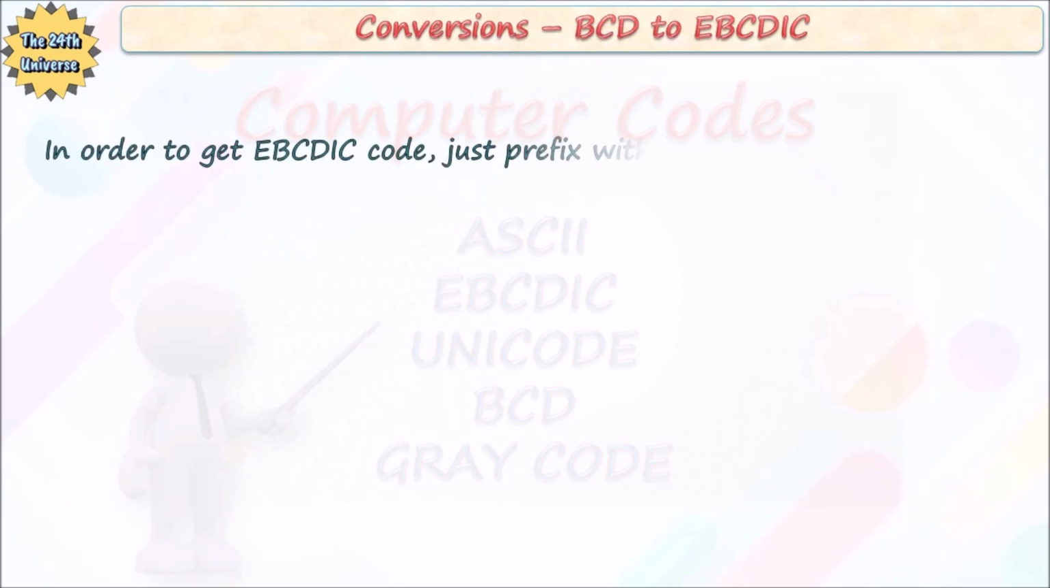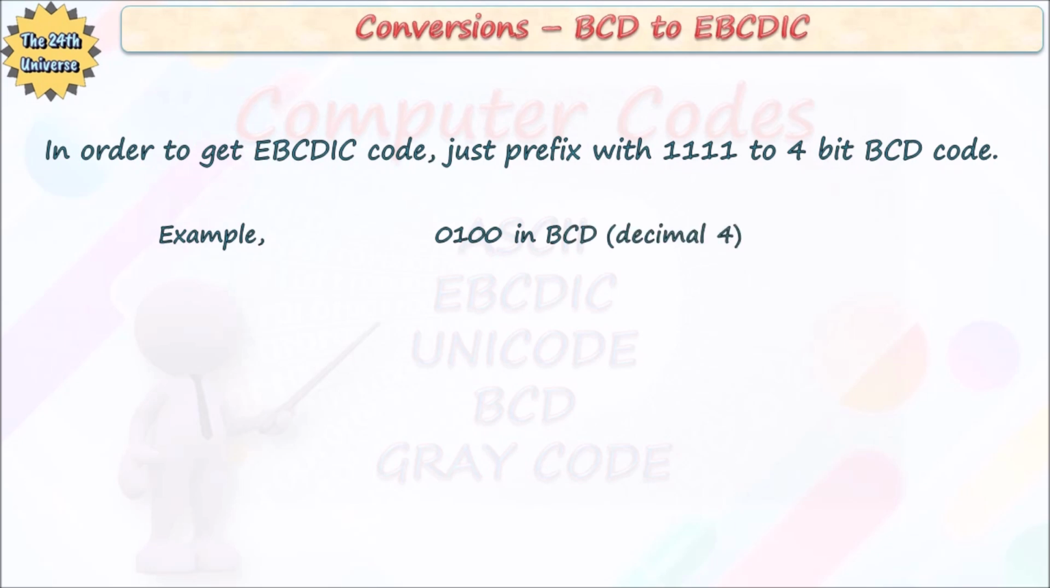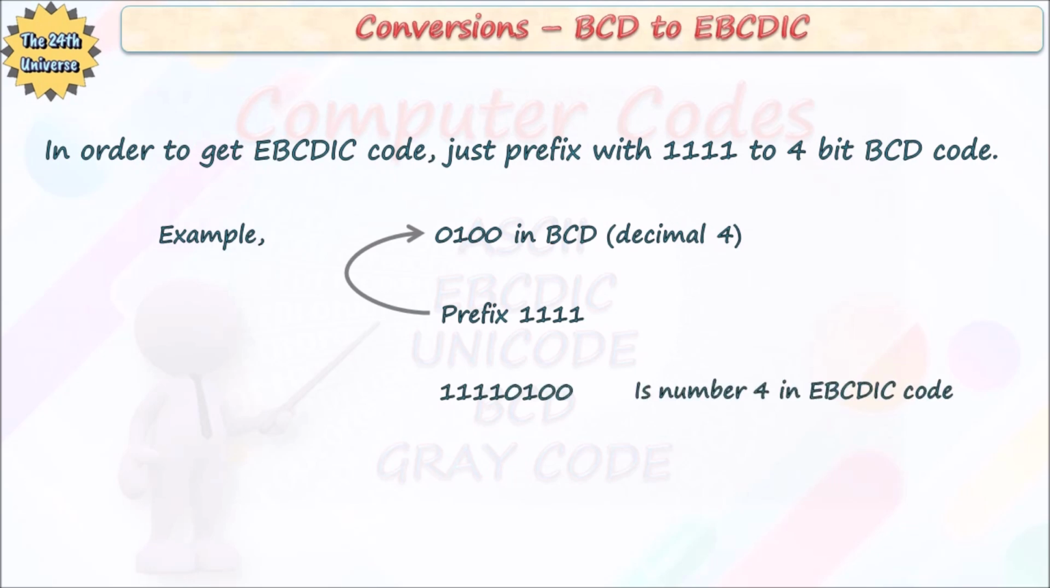BCD to EBCDIC. In order to get EBCDIC code, just prefix with 1111 to the 4-bit BCD code. Example, 0100 is BCD 4. Just prefix it with 1111 to get 11110100, which is EBCDIC 4. Similarly, remove 1111 to get back to BCD 4.